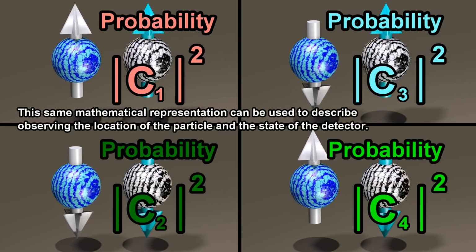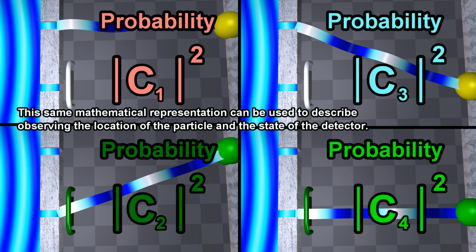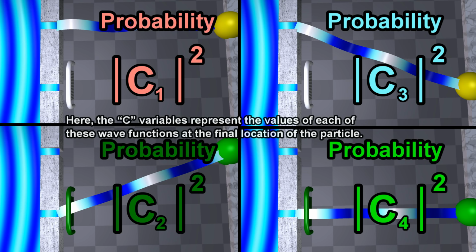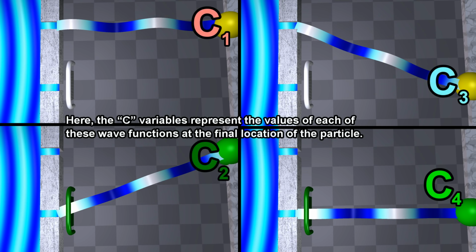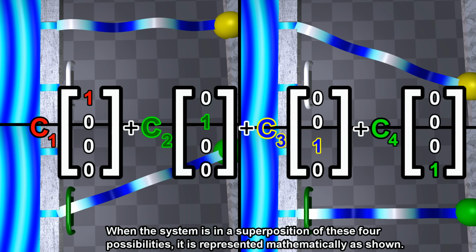This same mathematical representation can be used to describe observing the location of the particle and the state of the detector. Here, the c variables represent the values of each of these wave functions at the final location of the particle. When the system is in a superposition of these 4 possibilities, it is represented mathematically as shown.